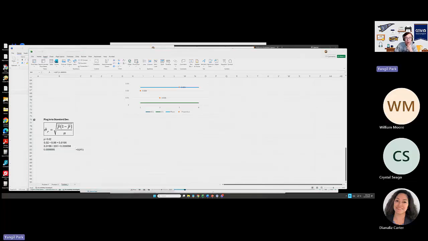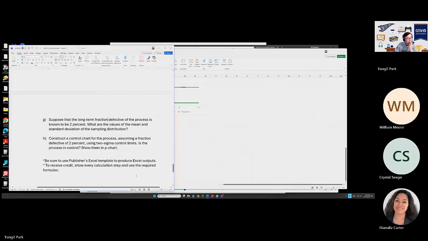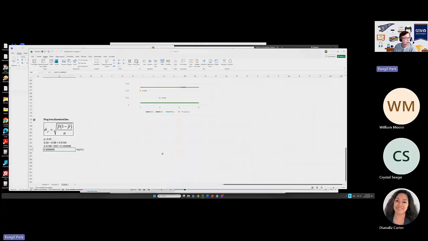Is that what we're going to find? Mean and standard deviation. So that's the standard deviation, right? Mean is already, we know the mean, but standard deviation, by plug-in, we've just found it. Okay. All right, and then, what's the last one?